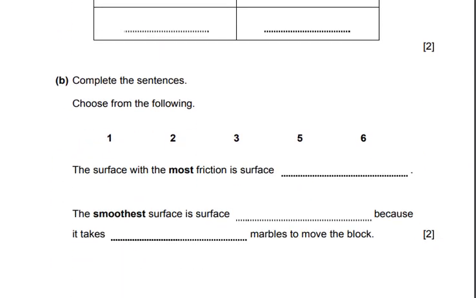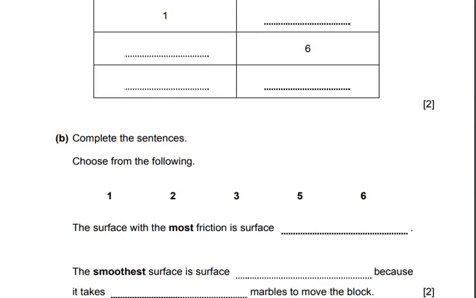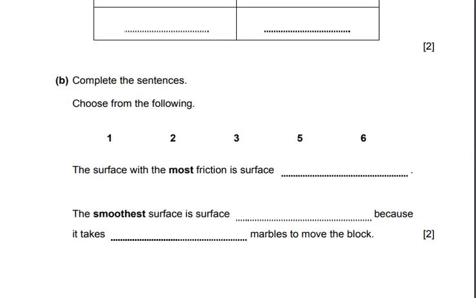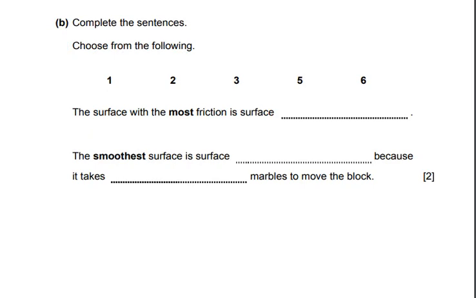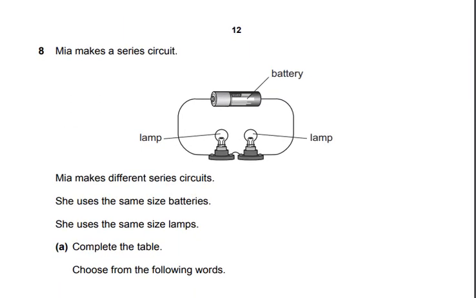B. Complete the sentence. Choose from the following. We have to choose from these numbers. We have 5 numbers here. 1, 2, 3, 5, 6. The surface with the most friction is surface 2. Why surface 2? Because 6 marbles are needed to move. And the other sentence, the smoothest surface is surface 3, because it takes 2 marbles to move the block, as shown in the table. Next page.